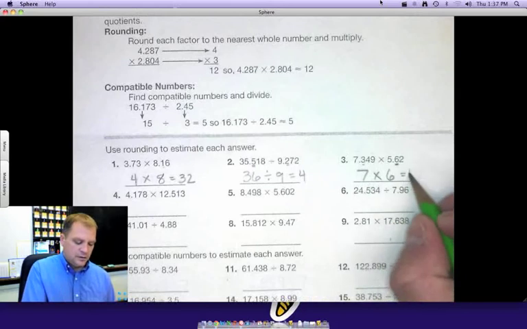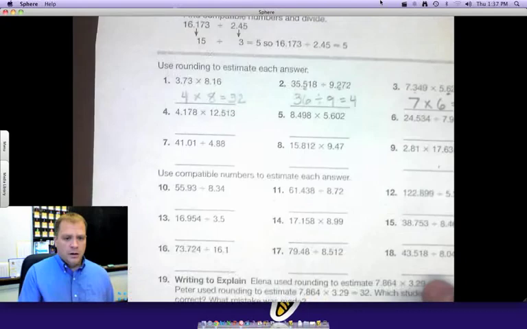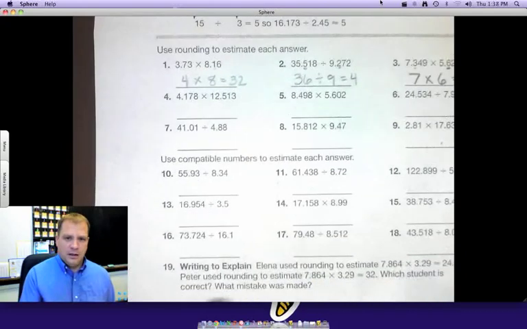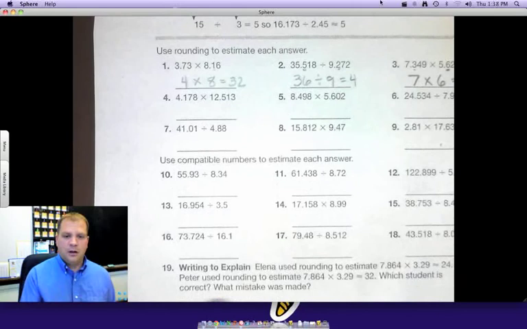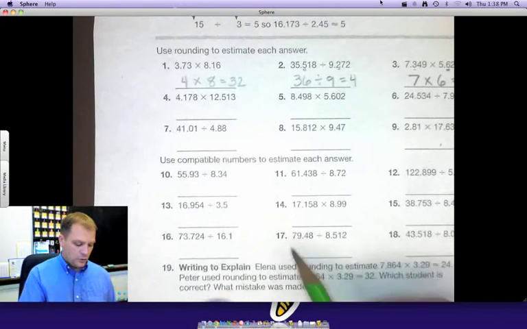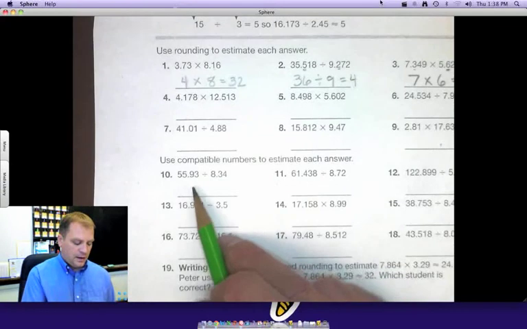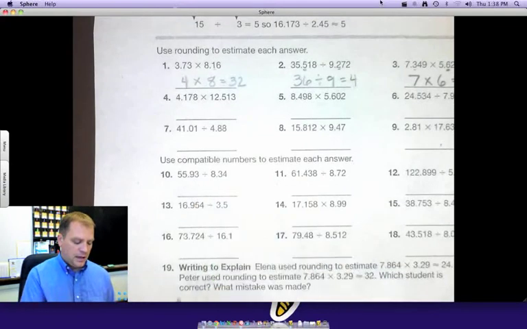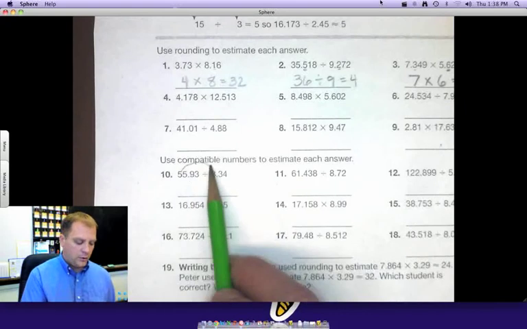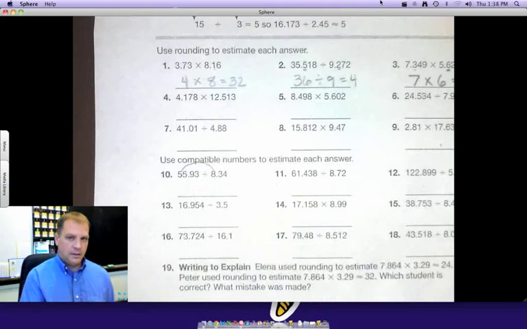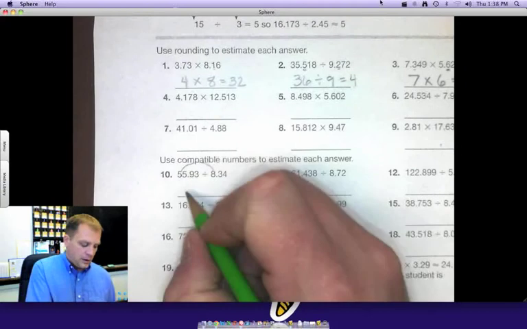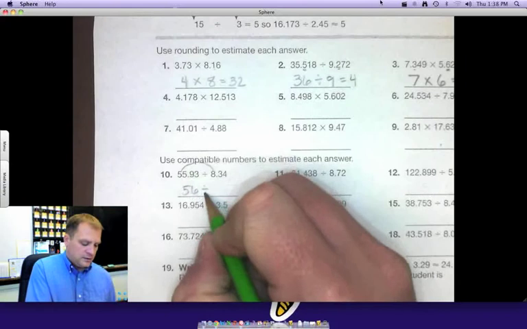Now, when using compatible numbers, again, it is basically a method to get an estimate using mental math. Compatible numbers, again, are numbers that are close to the actual number. So if I look at 55 and 93 hundredths and 8 and 34 hundredths, I'm thinking of a division problem that would be close to 55 divided by 8 that I would be able to do in my head. Right away, I am thinking of 56 divided by 8, which equals 7.